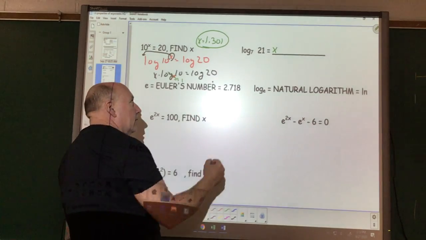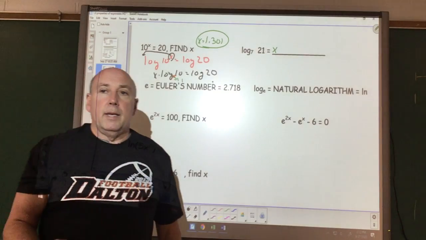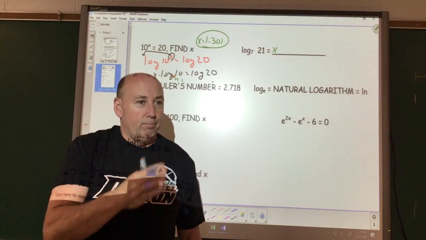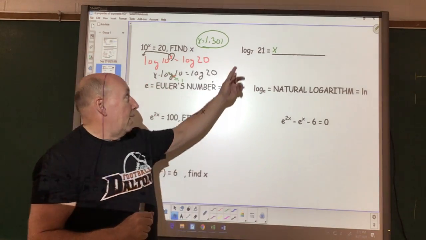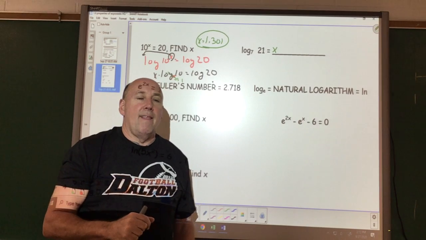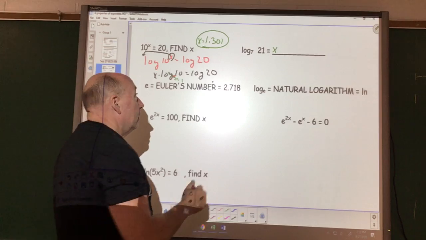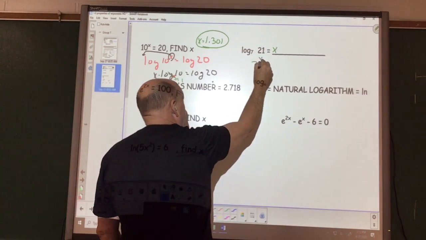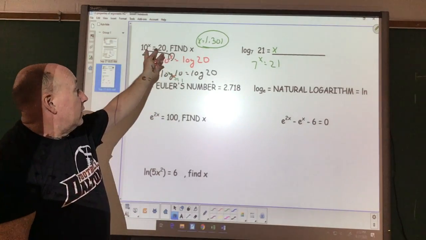Putting it into exponential form, what would this look like in exponential form? Bailey, what would this look like in exponential form? I have log base 7 of 21 is equal to x. Exponentially, that would be, that is correct. 7 to the x power is equal to 21. Now we're in this form here.